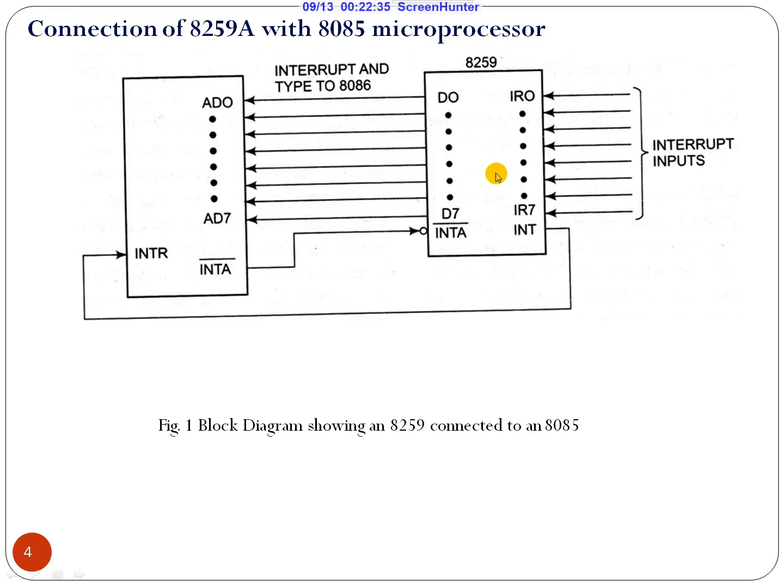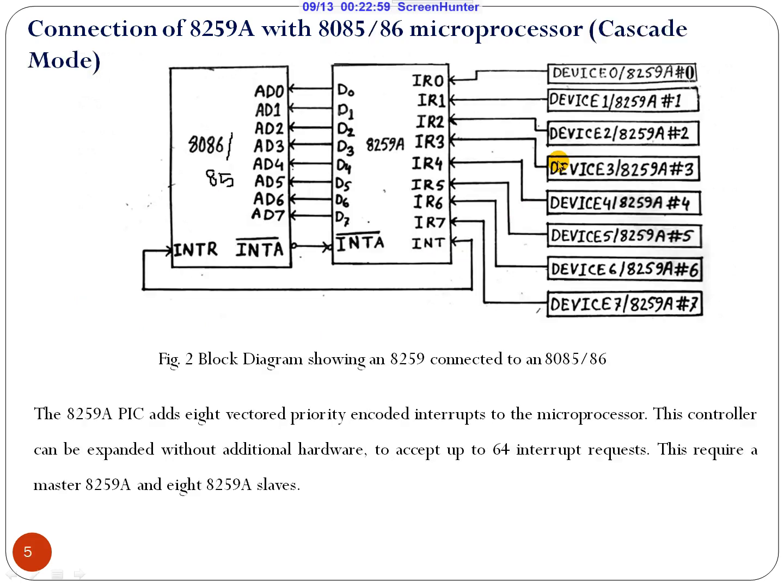Here we have given a connection diagram of the 8259 with a microprocessor. The microprocessor address lines AD0 to AD7 are connected to D0 to D7. The interrupt acknowledge signal is connected, and the interrupt signal is connected with the interrupt request pin of the microprocessor. This kind of connection is called the single mode.